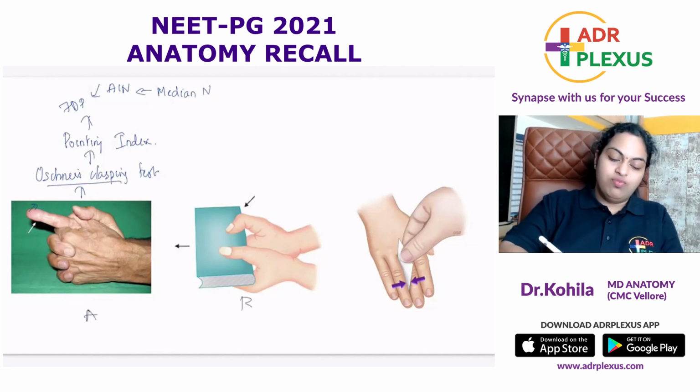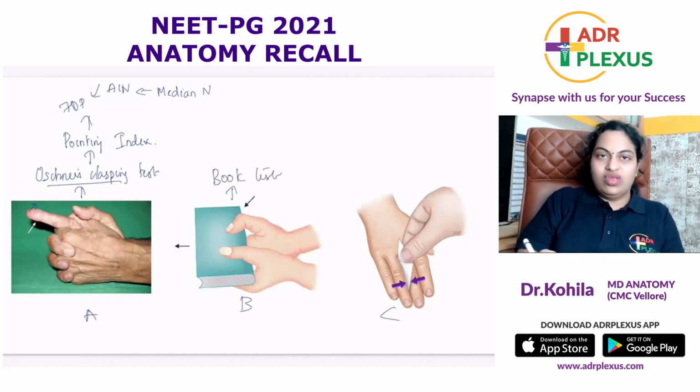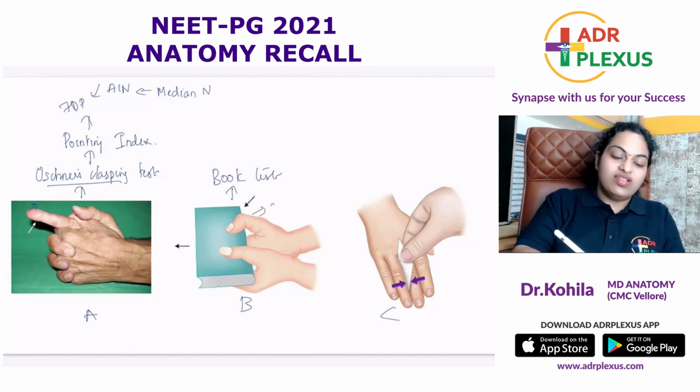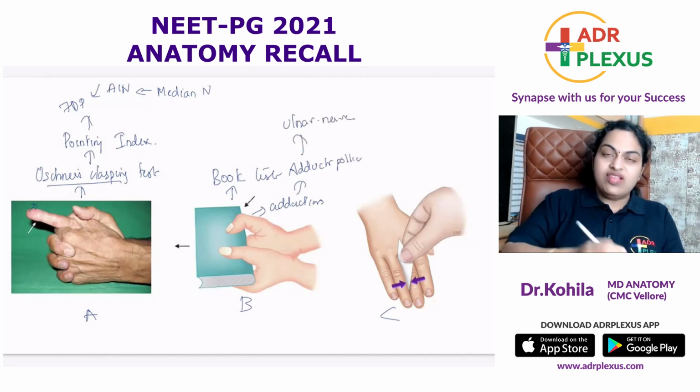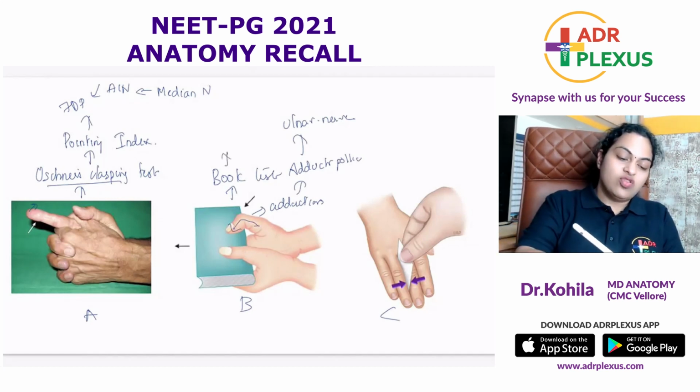Can you identify the images B and C? That's the book test. You're trying to hold the book using your thumb. What you're testing for is the adduction of the thumb. The adductor pollicis is going to be supplied by, any idea? The ulnar nerve, the deep branch of the ulnar nerve. So this sign where you're unable to hold the book by adduction, you're flexing the thumb instead, is called Froment's sign. You're using your flexor to hold the book instead of your adductor.